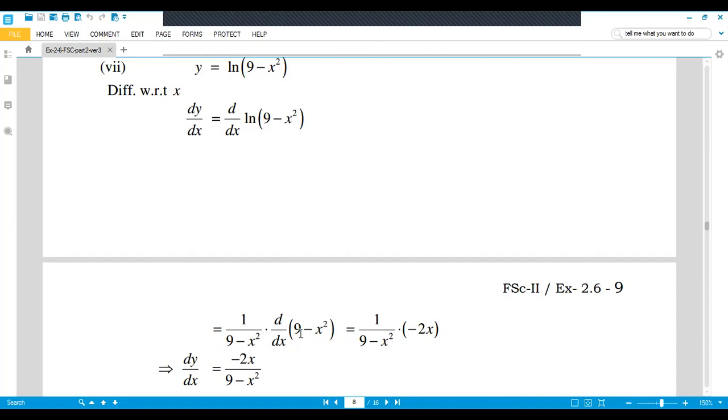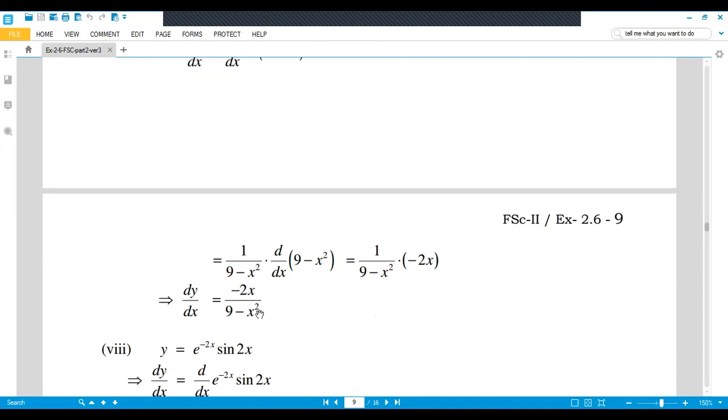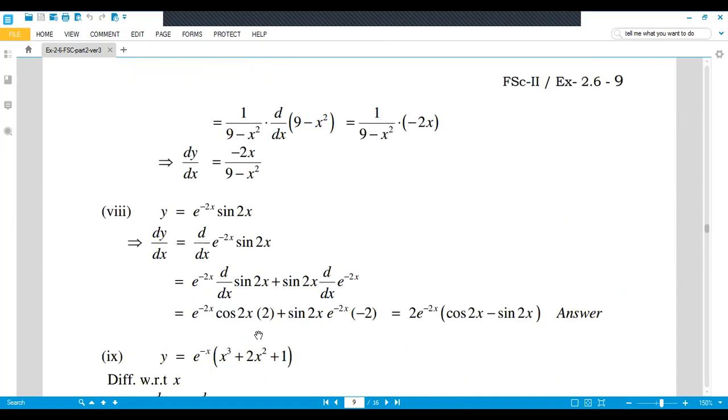So when we take the derivative, this one value we copy as it is. 9 derivative is 0 because constant derivative is 0. And here power 2 will come in coefficient, so minus 2. And from power we subtract 1, so 2 minus 1, 1. So minus 2x. So we get minus 2x divided by 9 minus x square. Now come to the eighth part.